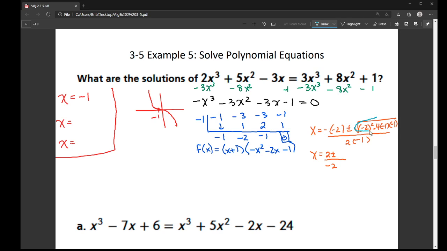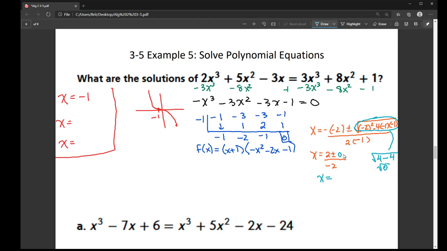And then I tend to take this radical out to the side. So negative 2 squared is 4. A negative times a negative times a negative will produce a negative, and 4 times 1 is 4. So this is a square root of 0. The square root of 0 is 0. Oh, interesting. So I get x equals 2 plus or minus 0.